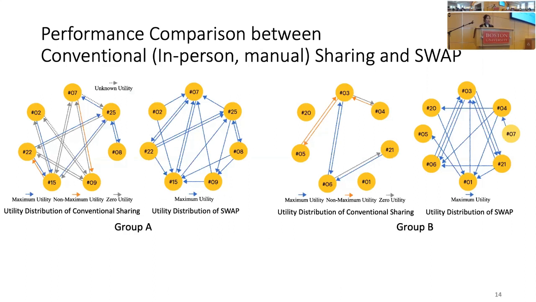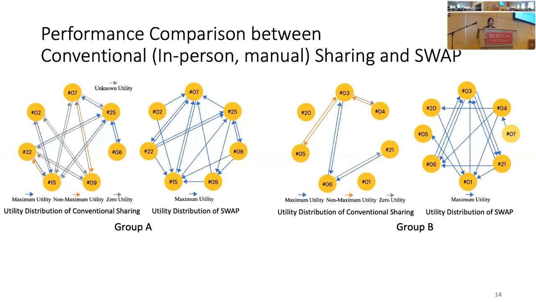Let's take a look at the performance comparison between the conventional sharing and SWAP. Here, conventional sharing means we let a group of nonprofits talk with each other in person and negotiate to get some deals. And we have two parallel groups, group A and group B. Before the activities, we ask the nonprofits about their utilities for those resources. And each yellow circle represents a unique nonprofit.